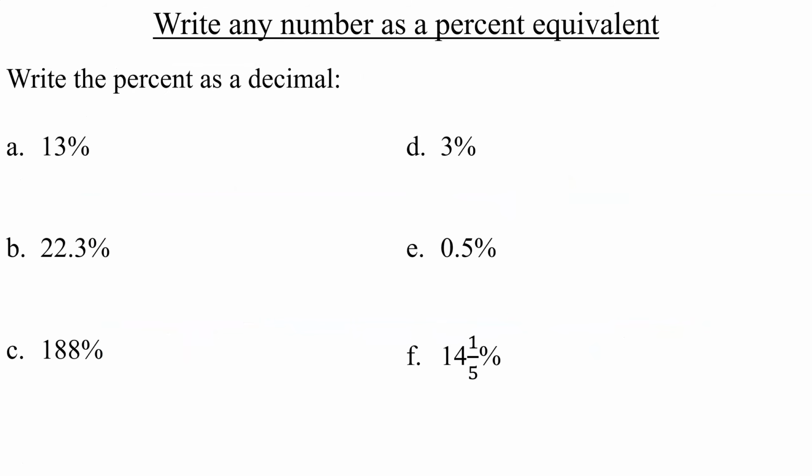Now let's look at going the other way. So we want to start with a percent and we want to convert it to decimal form. So if we are going to convert this to decimal form, what we're going to do now is divide by 100.